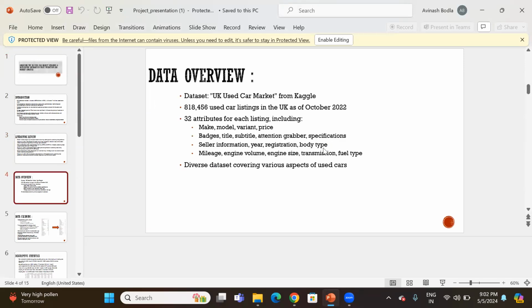Data overview. The dataset is the UK used car market data from Kaggle, and it has 818,456 records from the month of October 2022. There are 32 attributes for each listing, including the make, model, variant, price, badges, title, subtitle, seller information, the registration body, and the engine volume size.